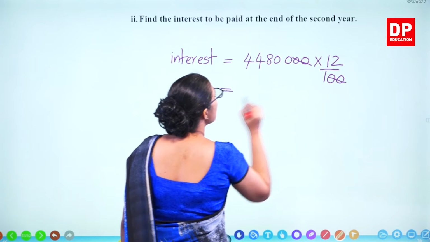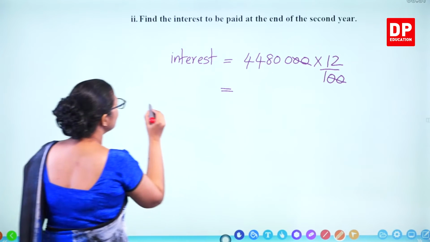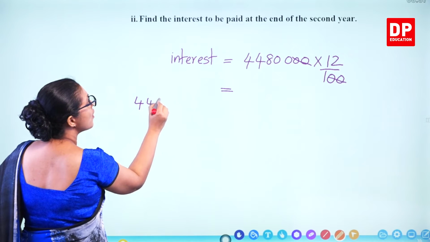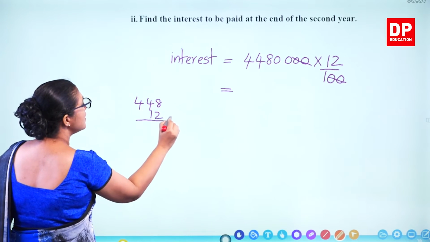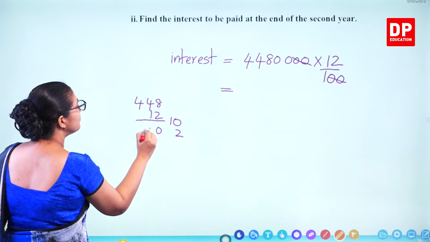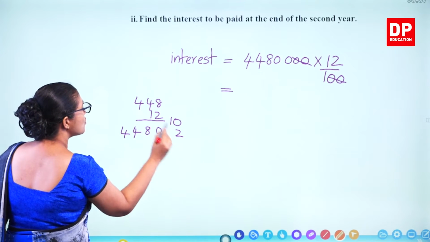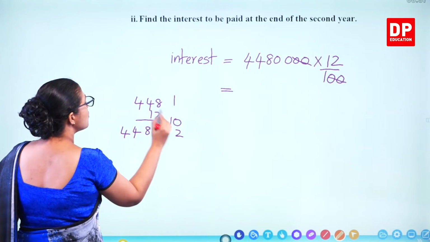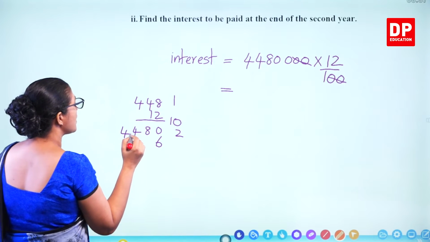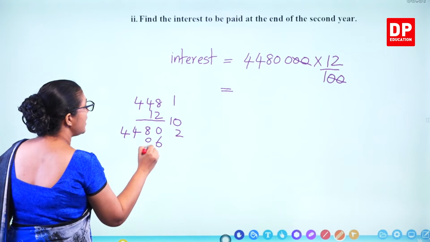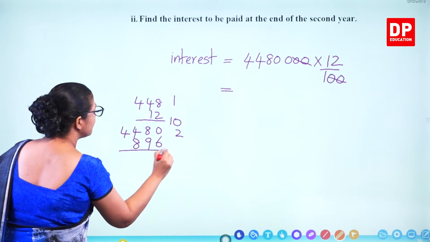2 zeros get cancelled out. First 448 multiplied by 12. 10 and 2. 2 times 8, 16. 2 times 4, 8 plus 1, 9. 2 times 4, 8.